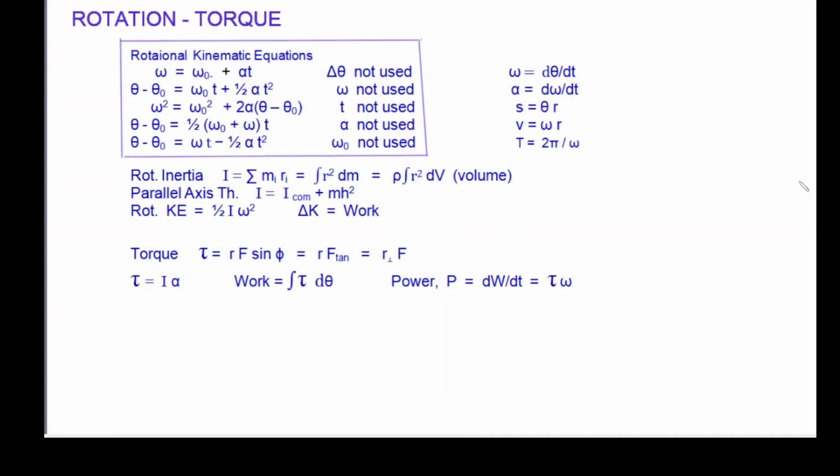Just as with linear motion with constant acceleration, we have a special case of motion with constant angular acceleration. We get kinematic equations similar to linear kinematics, and you can see these here. And in each of these rotational kinematic equations, one component is not used. And as in linear mechanics, we can use that fact to help solve problems.